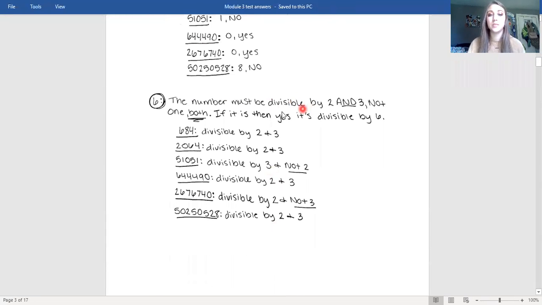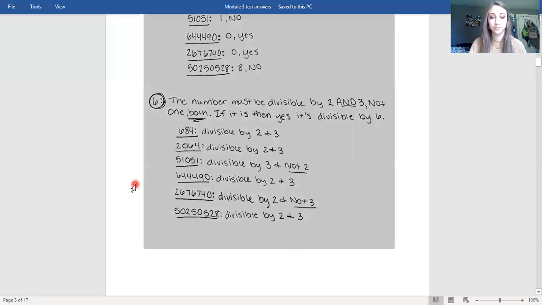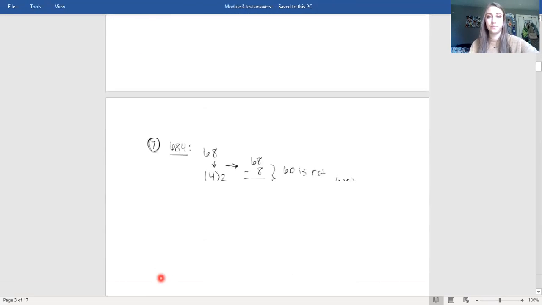6. The number must be divisible by 2 and 3, not just one, but both. If it is, then yes, it is divisible by 6. 684 is divisible by 2 and 3. 2064 is divisible by 2 and 3. 51,051 is divisible by 3 but not 2, so that one doesn't work. 644,490 is divisible by 2 and 3. 2,676,740 is divisible by 2 but not 3, and so on.